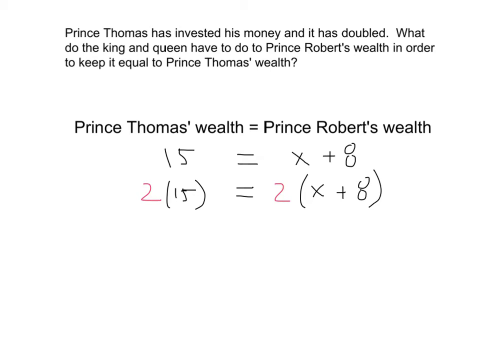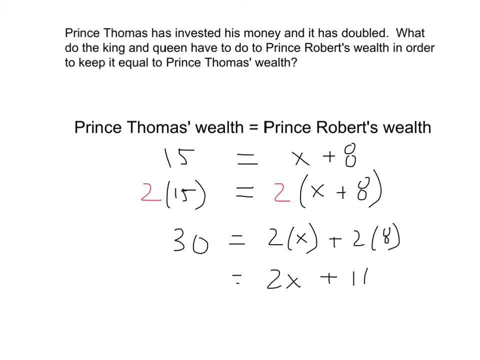All right, so let's see what we get. So Prince Thomas now has 30 gold coins. What does Prince Robert have? Well, we can use the distributive property. This would be 2 times x plus 2 times 8, because we're doubling not only the amount of money in the chest, but also the other gold coins. So now we have 2x plus 16 equals 30.